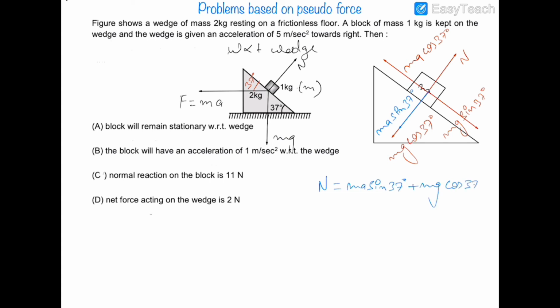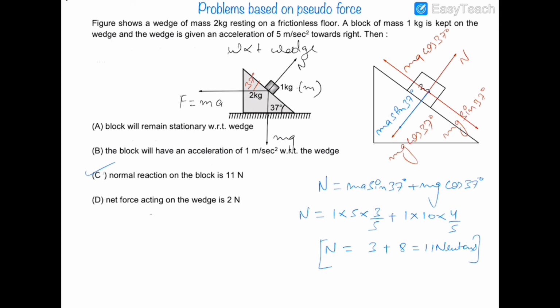Okay, so I can see that the normal reaction will be balancing out ma sine 37 and mg cos 37, and therefore N will be equal to ma sine 37 plus mg cos 37. Now m is 1 kg and a was 5, and sine 37 is 3 by 5, plus mg, m is again 1 kg, g is 10, and cos 37 is 4 by 5. So the normal reaction will be 3 plus 8, which is equal to 11 newtons. Okay, so normal reaction is 11 newtons. So option number C is correct.